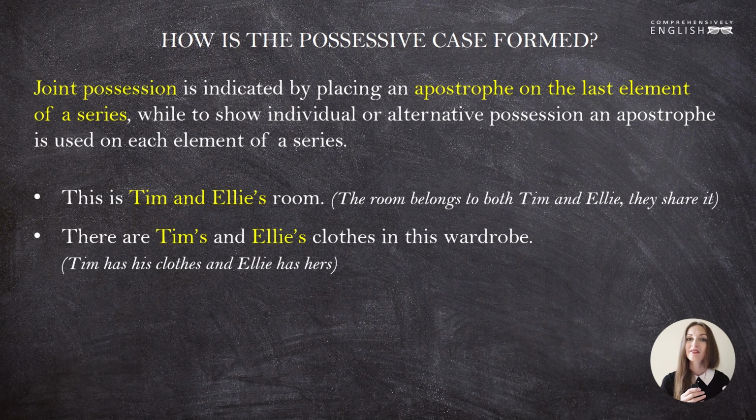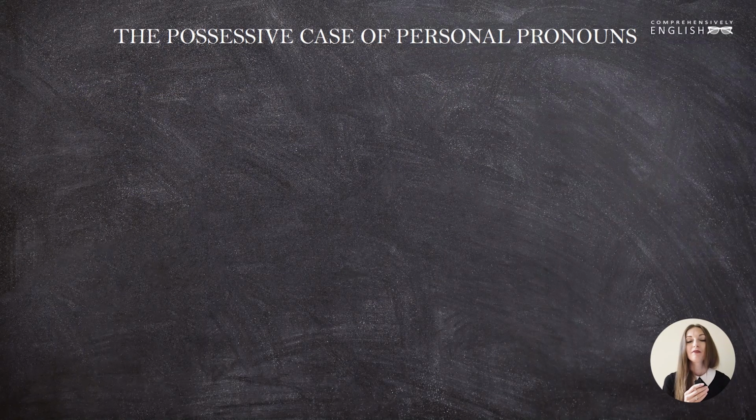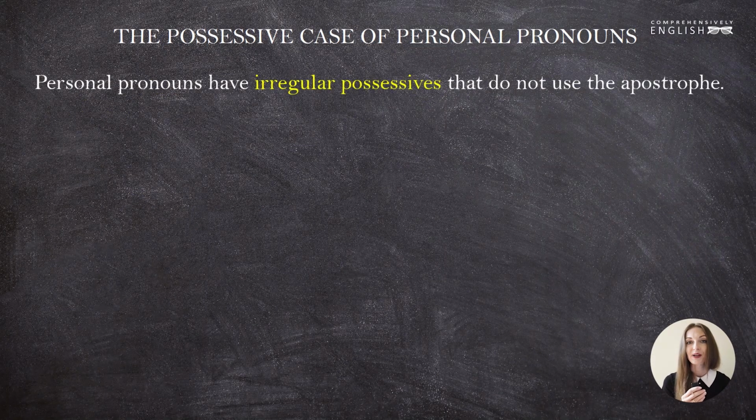Now we have discussed the possessive case of nouns. But personal pronouns in English can also be in the possessive case. How do we form the possessive case of personal pronouns? Very simple. Personal pronouns in English have their irregular possessive forms that you are to learn by heart. These irregular forms do not use the apostrophe.